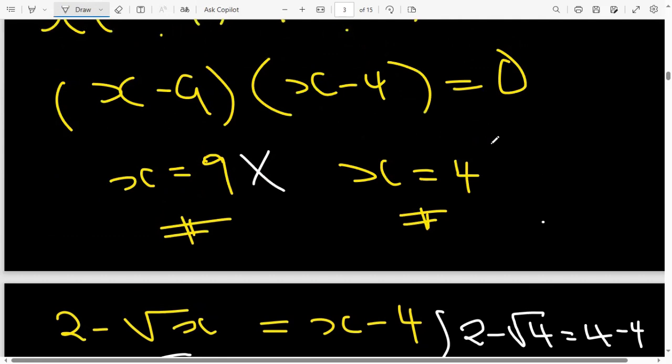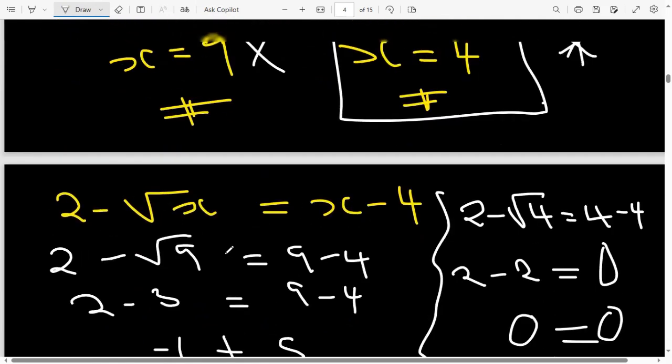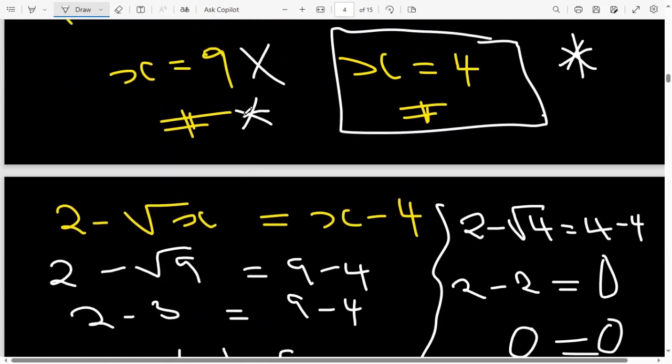Okay, so the only answer will be what? X is equal to 4. The x is equal to 9, we are going to discard it. This one here is not a solution. The only solution is this one here.